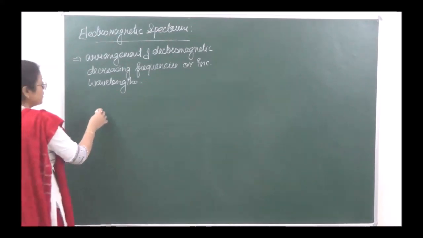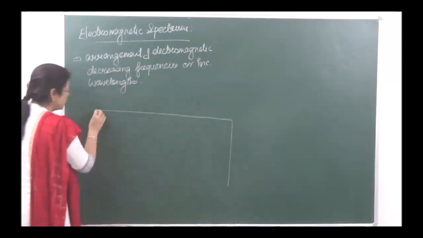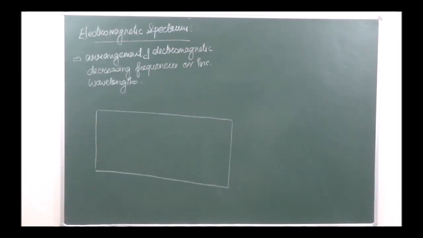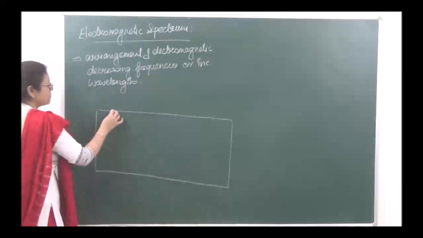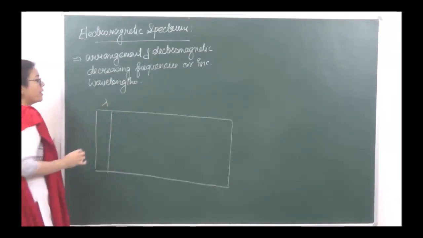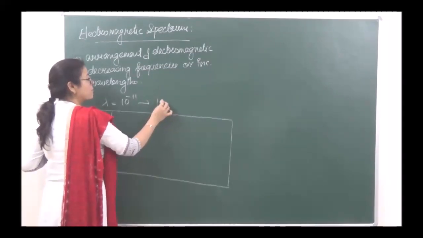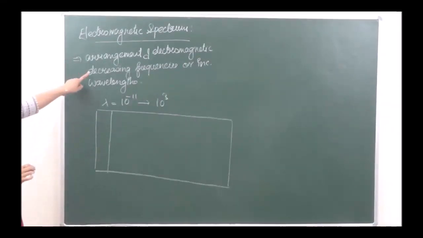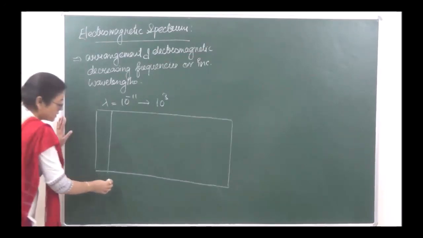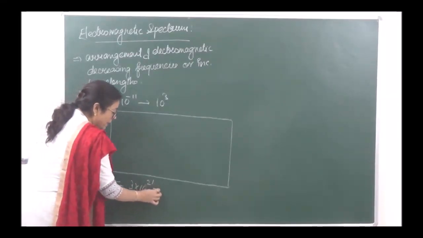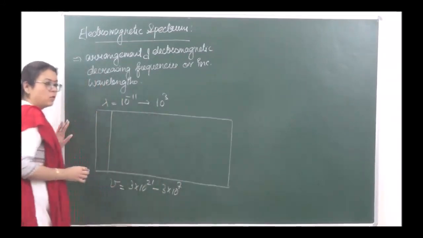So if we're looking at the arrangement, wavelength, let's keep it over here, and we are saying that lambda over here is increasing, that is, it is going from 10 raised to power minus 11 to 10 raised to power 3. Right? So what are we saying? Decreasing frequencies or increasing wavelengths. So the frequency will decrease from 3 into 10 raised to power 21 to 3 into 10 raised to power 7. Okay, so this is the order.